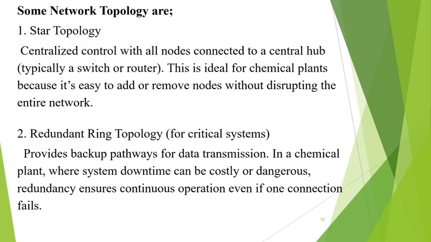Another is the redundant ring topology, which is used for critical systems. It provides backup pathways for data transmission. In a chemical plant, where system downtime can be costly or dangerous, redundancy ensures continuous operations even if one connection fails.